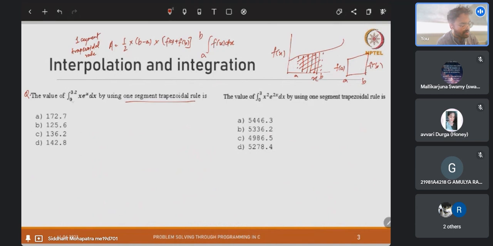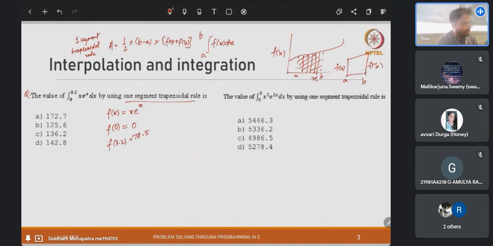Now our limits are 0 and 3.2. So first let me write this, that f(x), the function that needs to be integrated, is x into e to the power x. Now what are the values of x into e to the power x at x equal to 0? So f(0) is 0, as you can see, and f(3.2) we can calculate. So it's 3.2 into e to the power 3.2, so that gives you around 78.5.